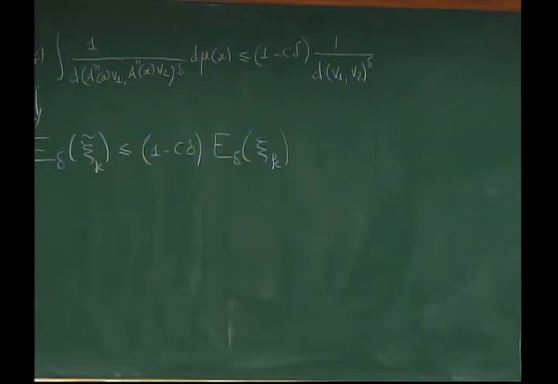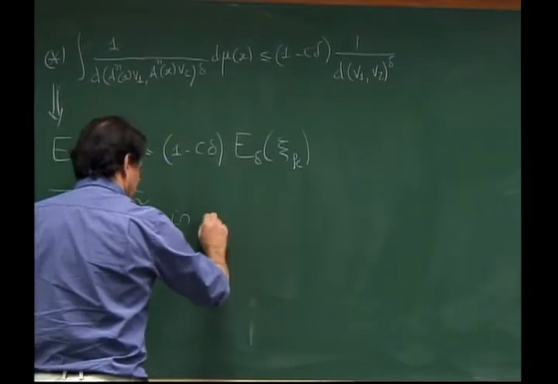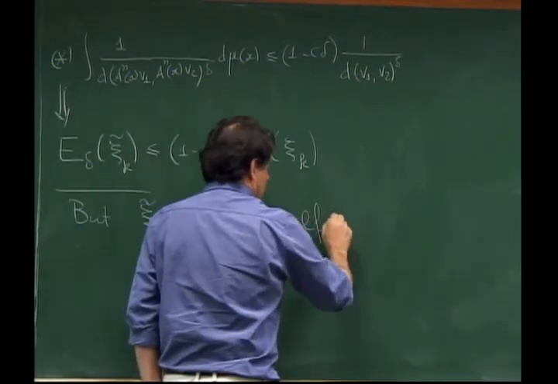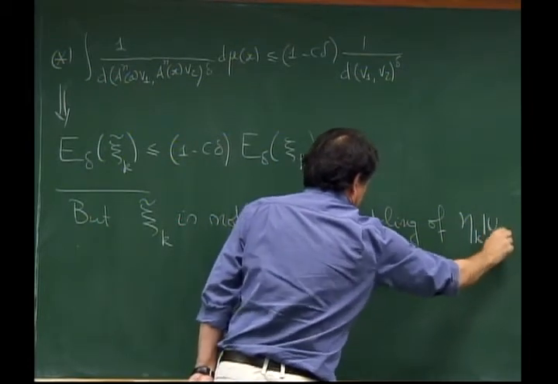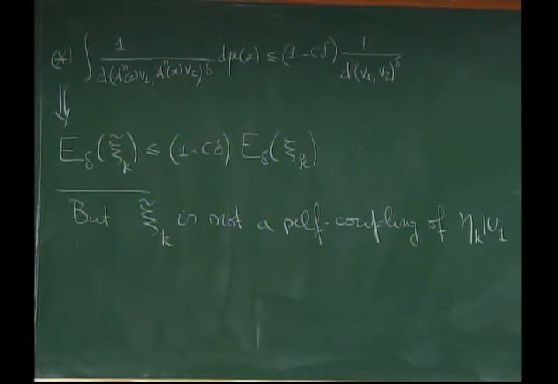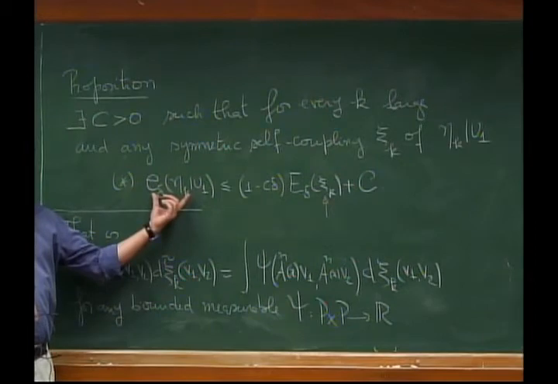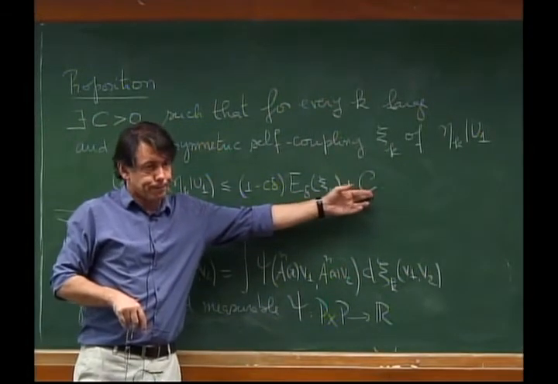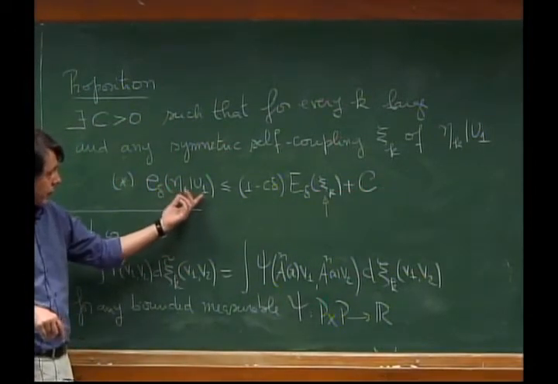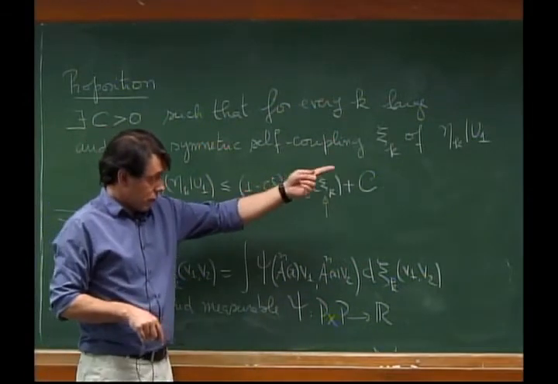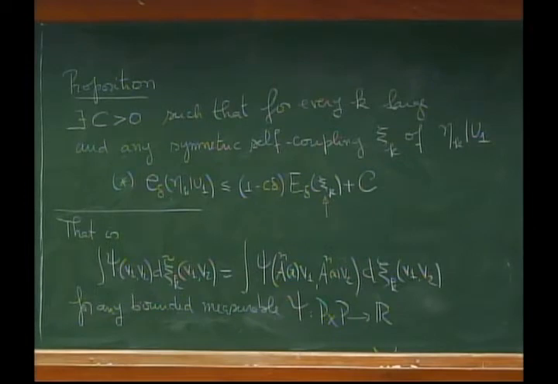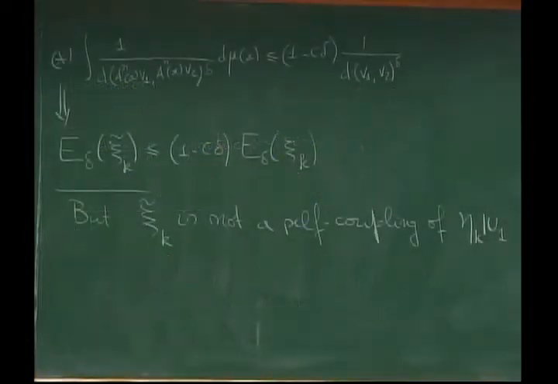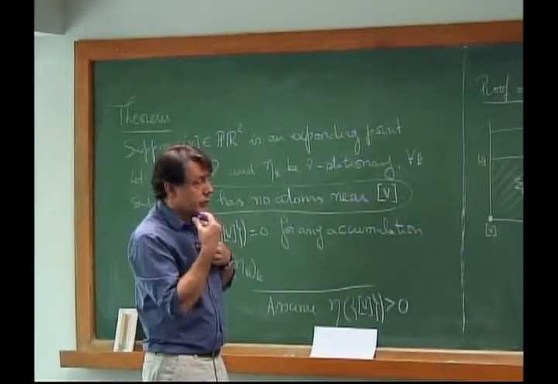But we are not done yet because CK twiddle is not a self-coupling of eta k restricted to U1. And we would be very happy if that were true, because if that was a self-coupling of eta k restricted to U1, it would give me this inequality without the constant. How do I know that it's not a coupling? Well, first of all, because there's no reason why it should be a coupling of eta k restricted to U1, but it's easy to see in the picture.